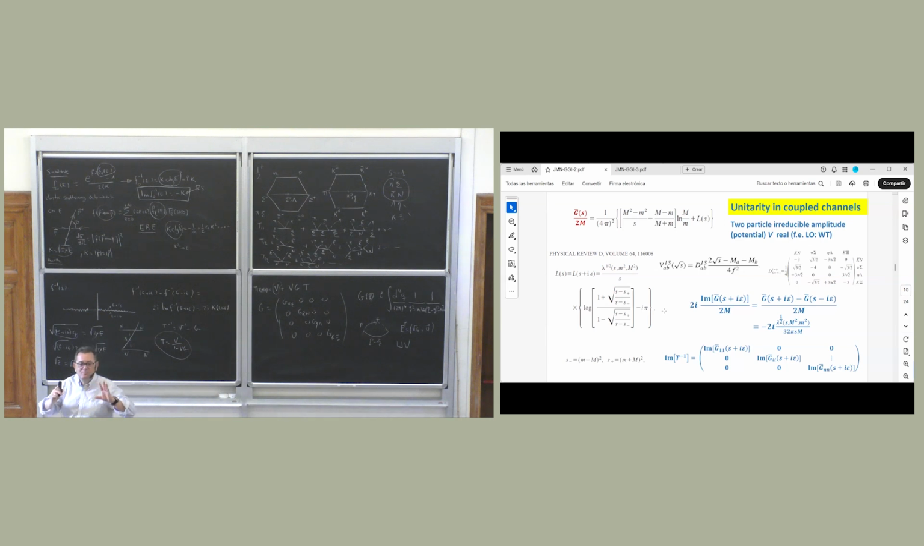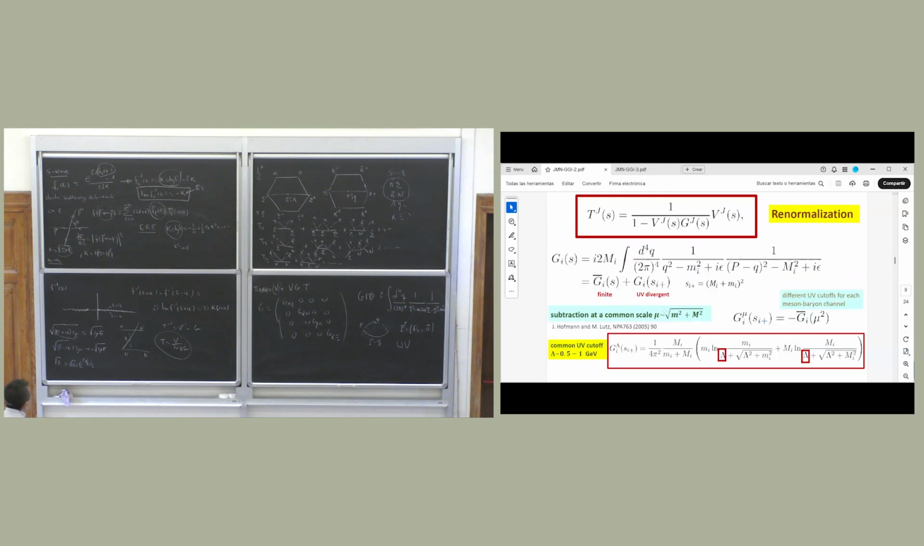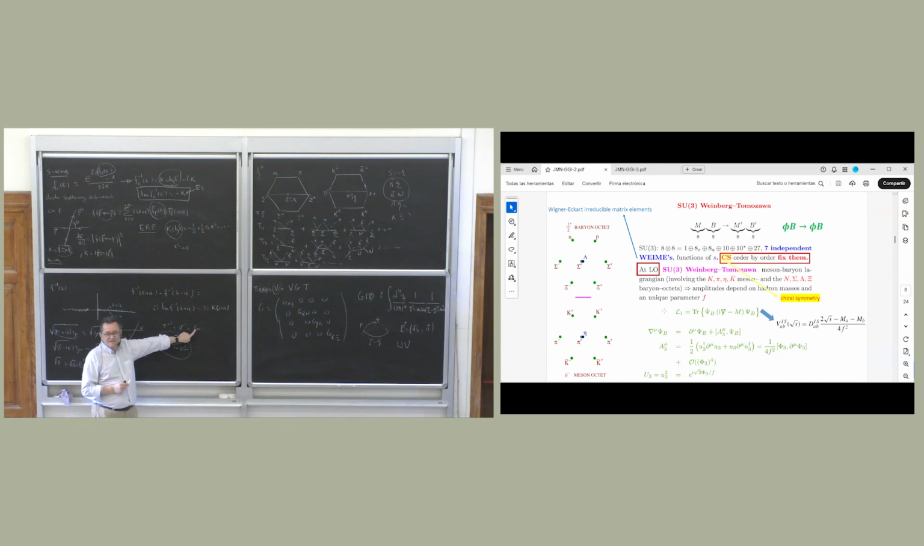I am not doing things properly because I am making everything very simple, but I want to give you a flavor of what is going on. So here we have a divergence, but this is unobservable. So T should be free of divergences. How can I compensate the divergence in G? With V. Yes, with V. I can compensate the divergences in G by putting another divergence in V to the minus 1, such that the subtraction is finite. And the finite part, I don't know it.